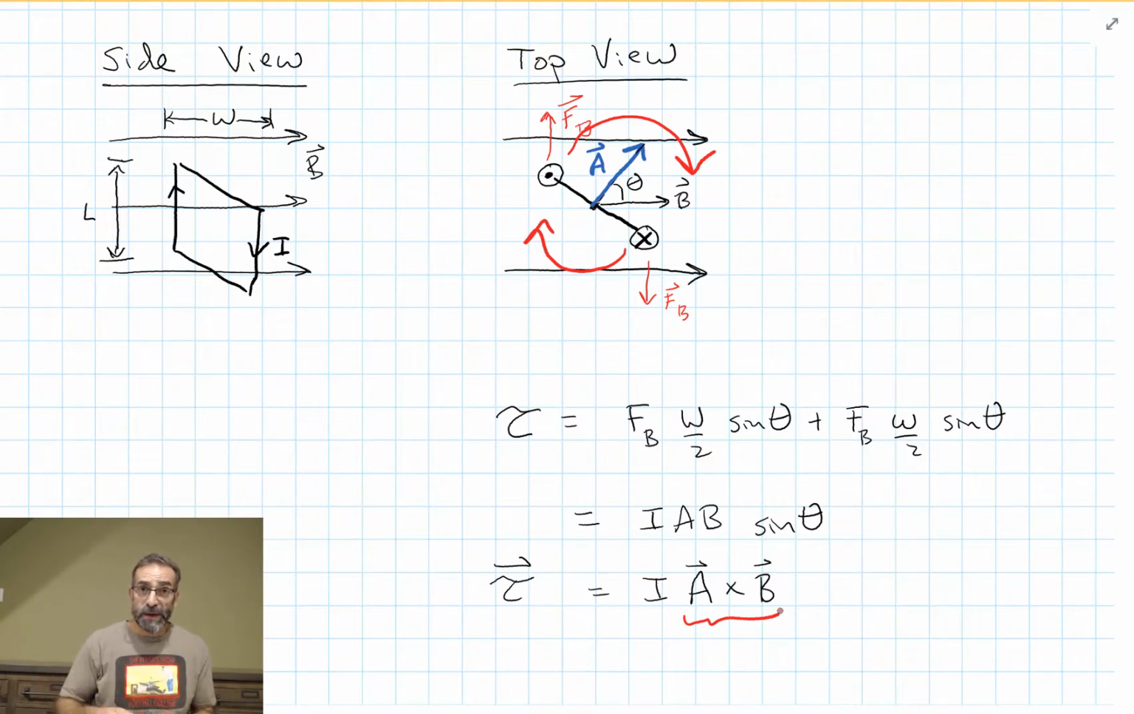Remember, torque points along the axis of rotation, and our right hand tells us what direction the rotation is caused by that torque. If the torque is coming toward you, you put your right thumb toward you, and your fingers roll in the counterclockwise direction. So if the torque points toward you, it would cause something to rotate counterclockwise. If the torque points away from you, it causes clockwise rotation.